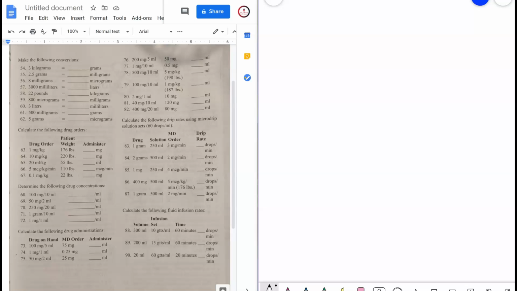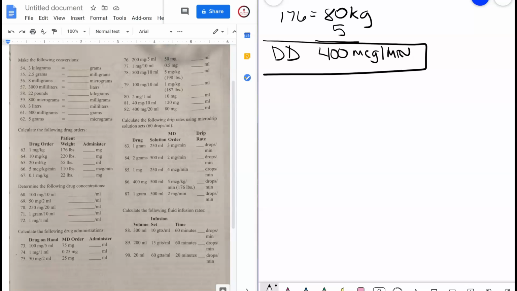All right, so number 86. Your doctor order for your 176-pound patient, whose benchmarked weight is 80 kilograms, is 5 mics per kilo per minute. So let's just find out what our desired dose is. 5 times 0 is 0, 5 times 8 is 40, so 400 micrograms per minute. That's your desired dose. You have 400 milligrams in 500 milliliters. Should look familiar, but for those of you who it doesn't look familiar to, let's do it the long way.